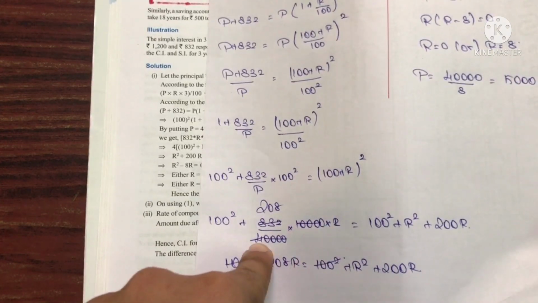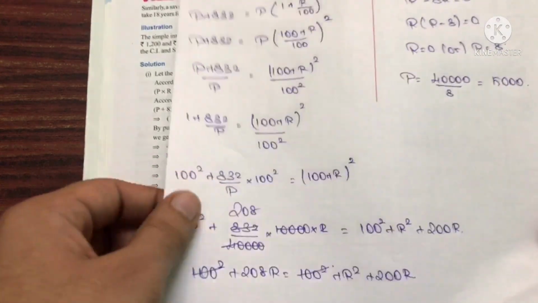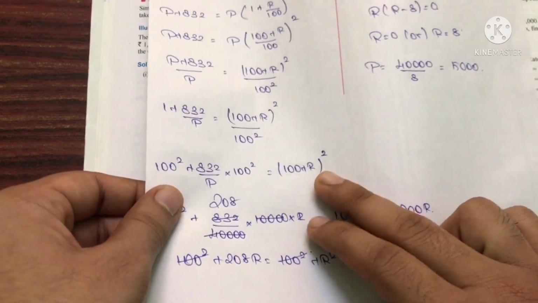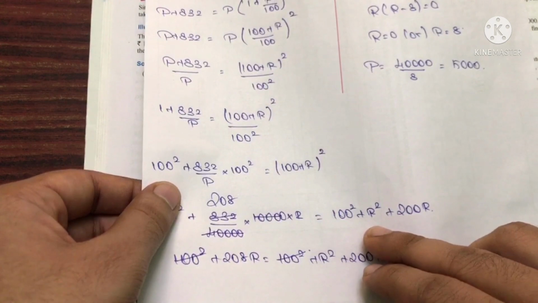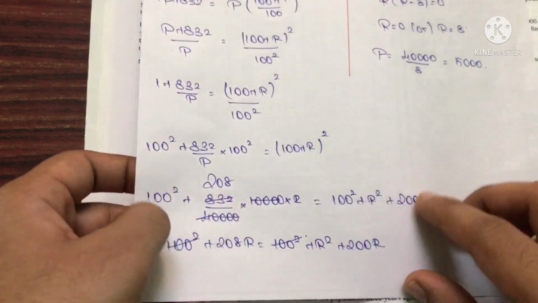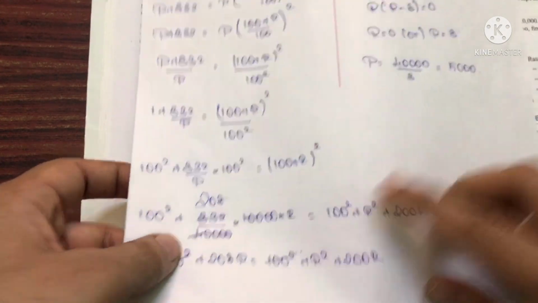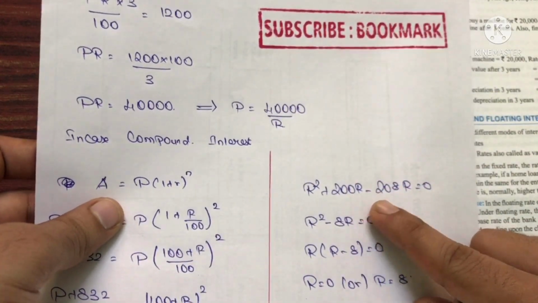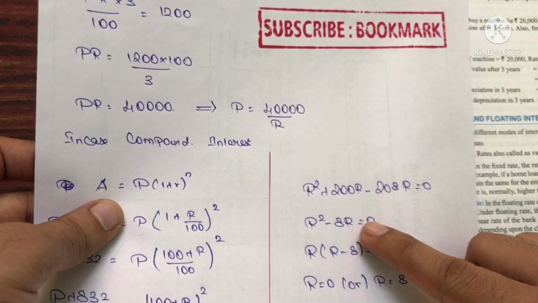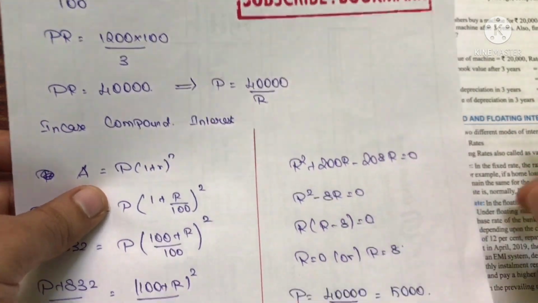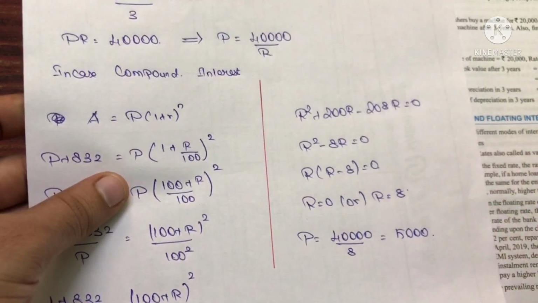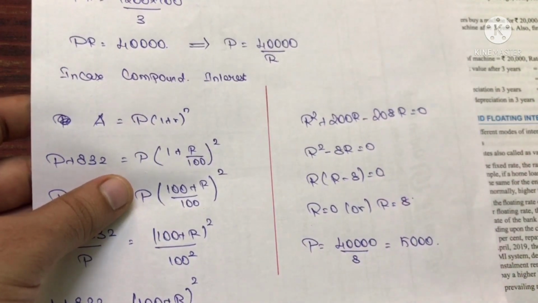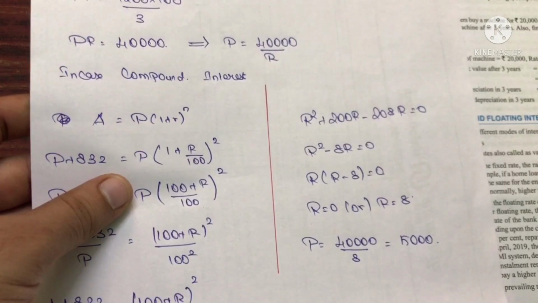I cancel this 4 will be cancelling 832 to 208. Then 100 square plus R square, this one I am using the formula A square plus B square plus 2AB. By solving this and cancelling 100 square, the final value will be R square plus 200R minus 208R equal to 0. Then R square minus 8R equal to 0. By using the quadratic equation, we get R equal to 0, else R equal to 8.